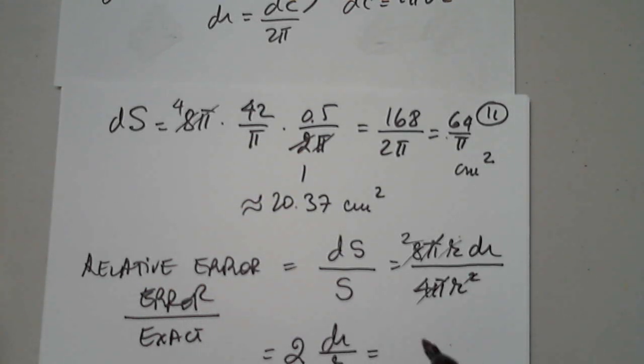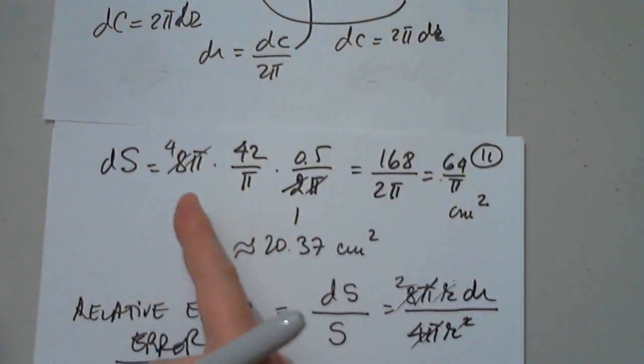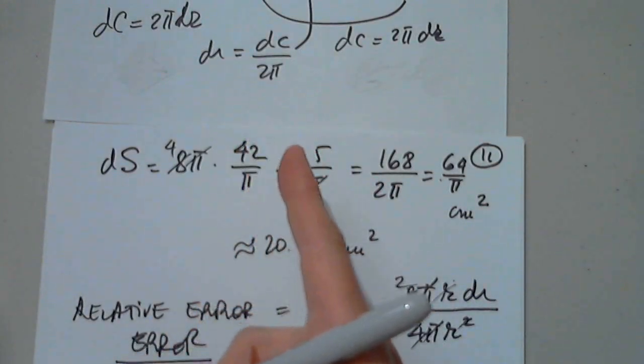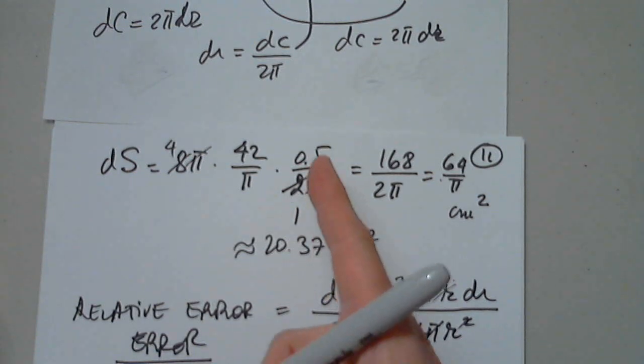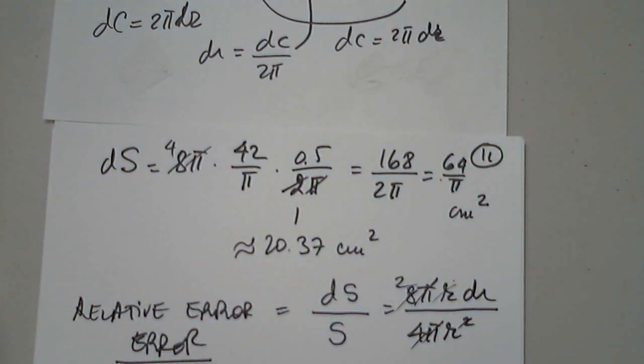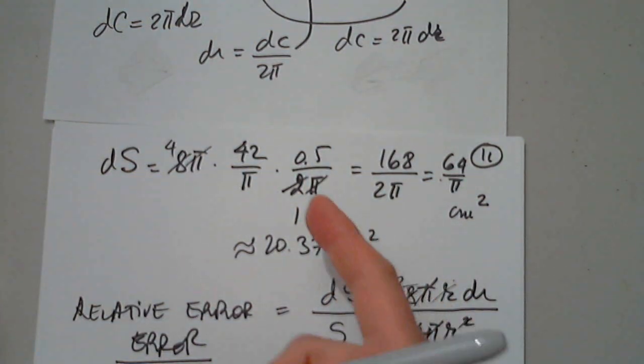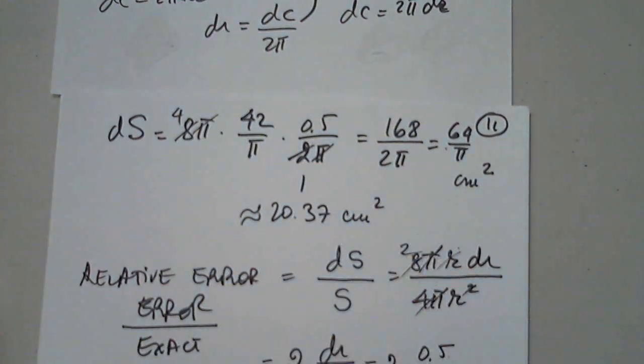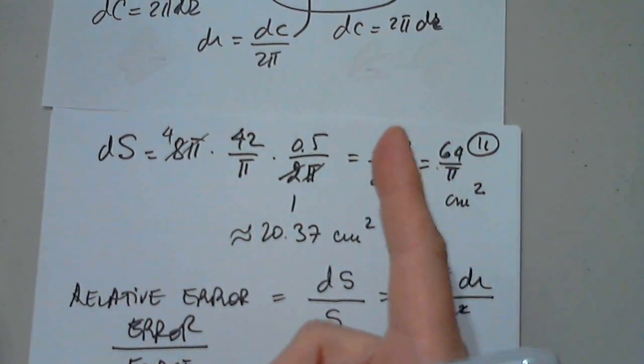And now we can calculate it. 2, I have dr. What was dr? dr was this, 0.5 over 2 pi, and the denominator has an r. And what was r?